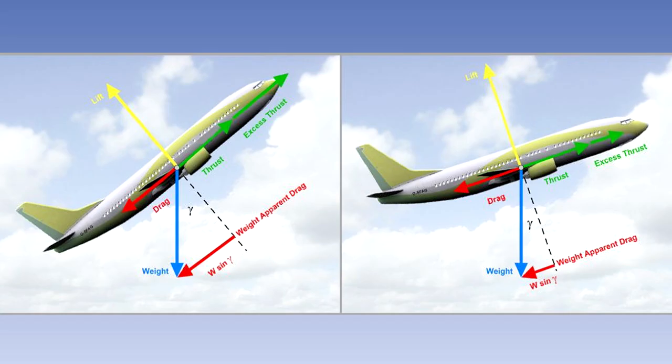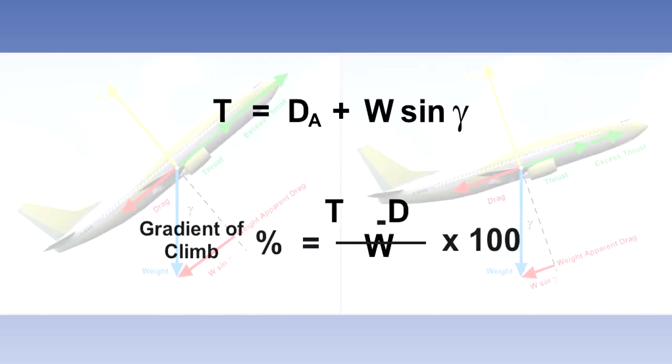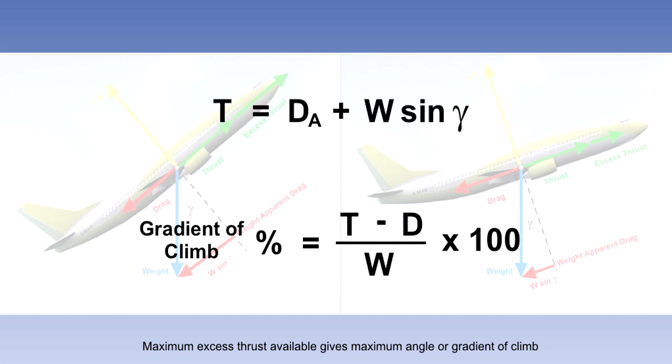From what we've just seen, for any given weight, the angle or gradient of climb depends on the amount of excess thrust available. Here is the formula used to calculate the gradient of climb. Remember that when we subtracted total aerodynamic drag from the total thrust available, we got the excess thrust available. For any given weight of aeroplane, the greater the excess thrust available, the steeper the climb angle. The smaller the excess thrust available, the more shallow the climb angle. So, in order to maximize the aeroplane's climb angle, we need to maximize the excess thrust available.